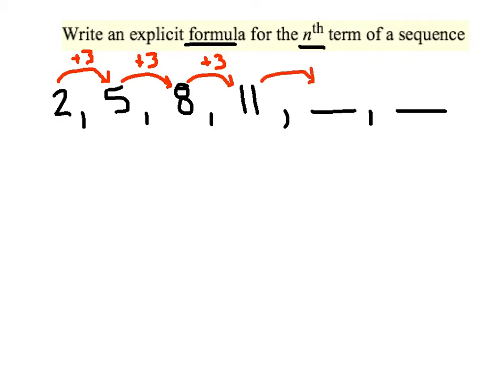So if I continued that pattern and projected it forward, I would end up with a 14. And then if I added 3 again, I would end up with a 17. So those are my mystery terms. The 5th term is 14, and the 6th term is 17. Now for the hard part. Can you write the formula for the nth term?